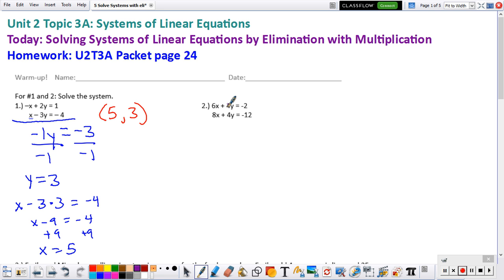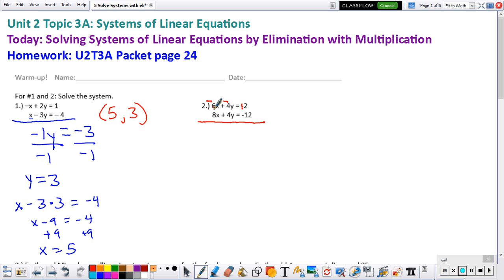Okay, for number 2, I look at my coefficients. I have 4, 6, and 8, and then I have 4 and 4. So 4 and 4 are the same, but if I add down right now, that would give me 8. So what I need to do is make one equation negative. I'm going to pick the top one just because I think it's easier because it's got smaller numbers. So I'm going to make that negative. Let's make that brighter. Make it red. Negative 6, negative 4, and this 2 is already negative, so I'm going to make it a positive 2. Let's go ahead and add down.